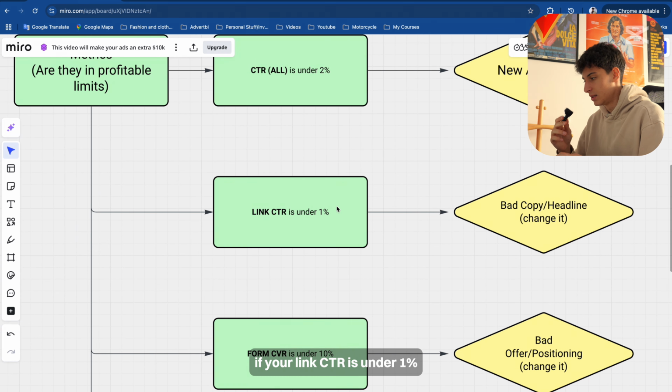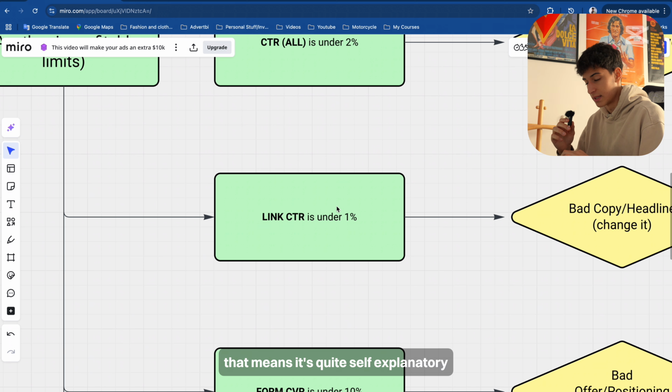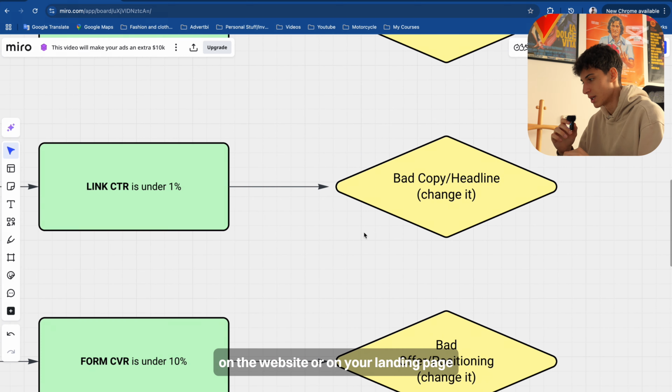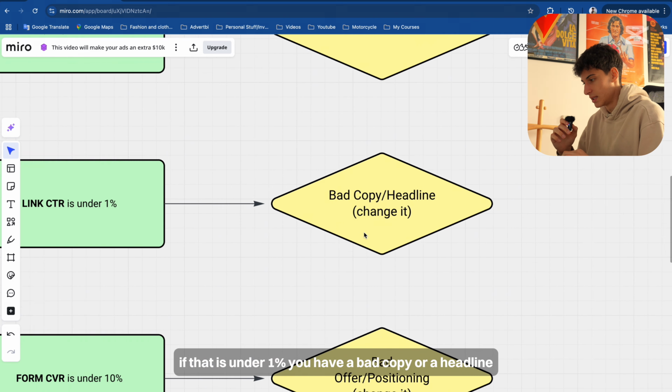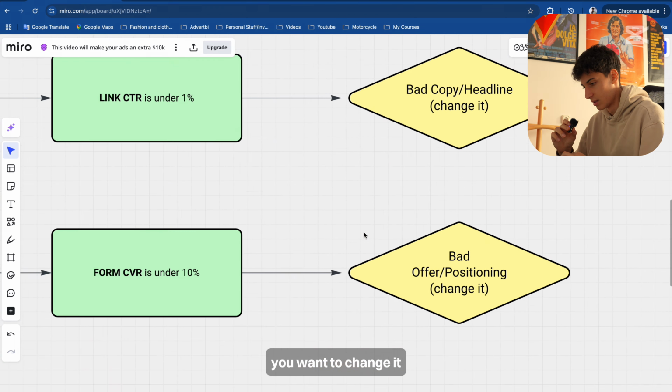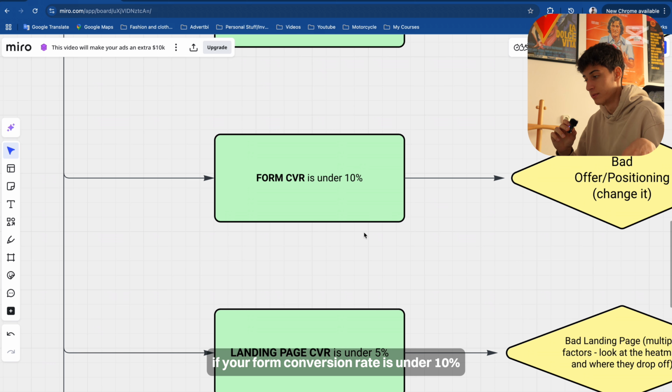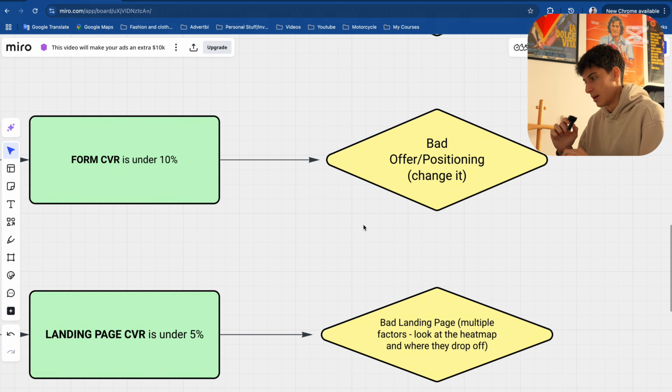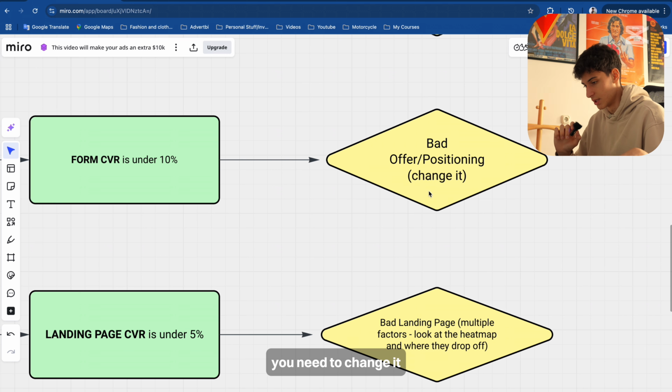If your link CTR is under 1%, it's quite self-explanatory. All the people that click on the ad and go on the website or on your landing page, if that is under 1%, you have a bad copy or a headline. You want to change it. If your form conversion rate is under 10%, self-explanatory again, bad offer or bad positioning. Again, you need to change it.